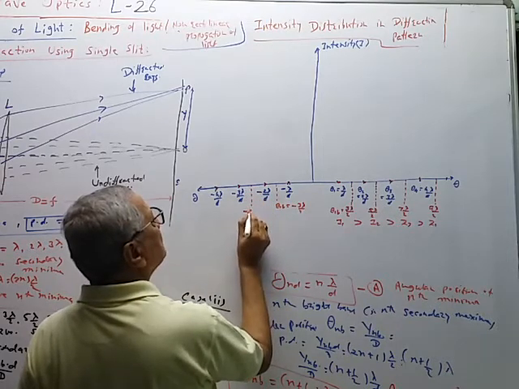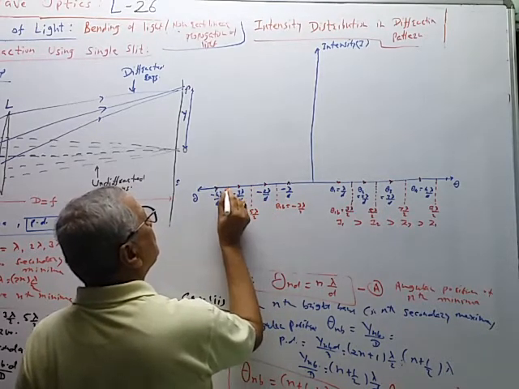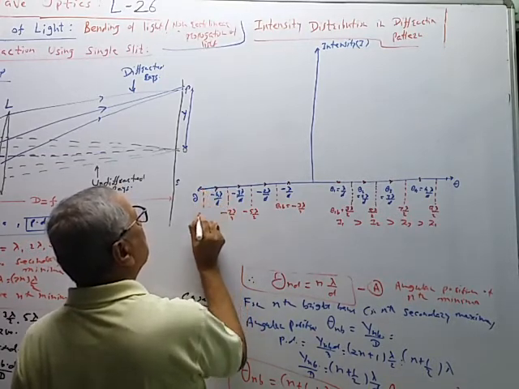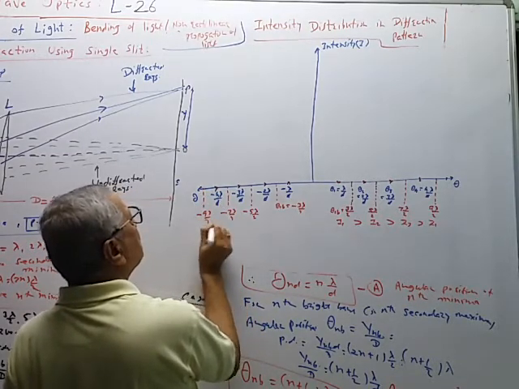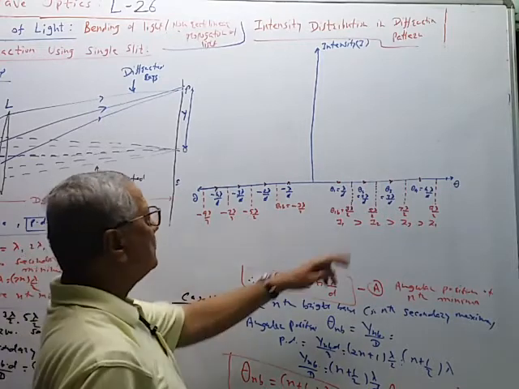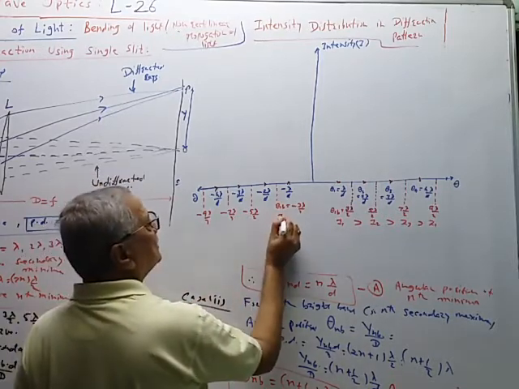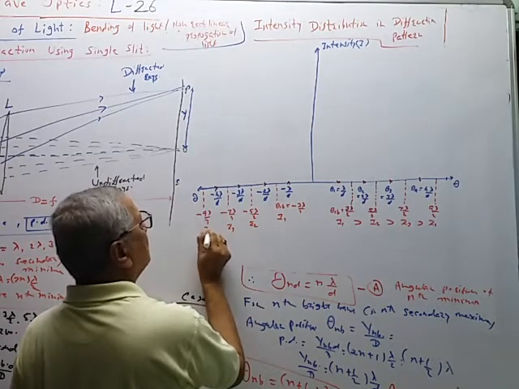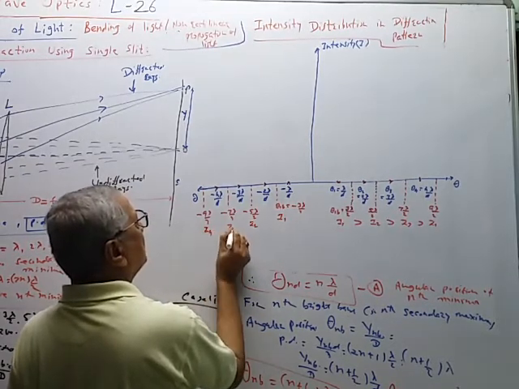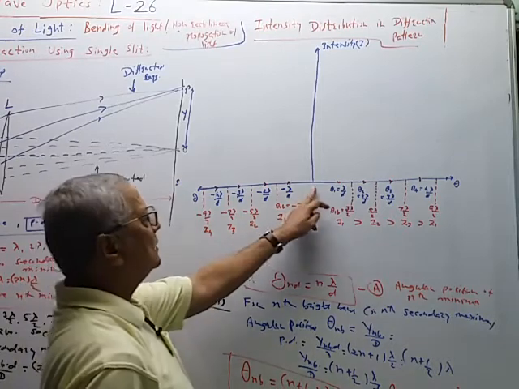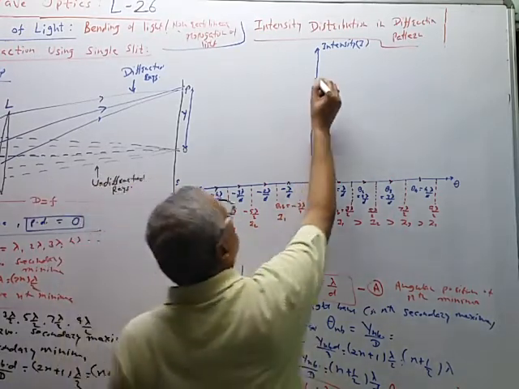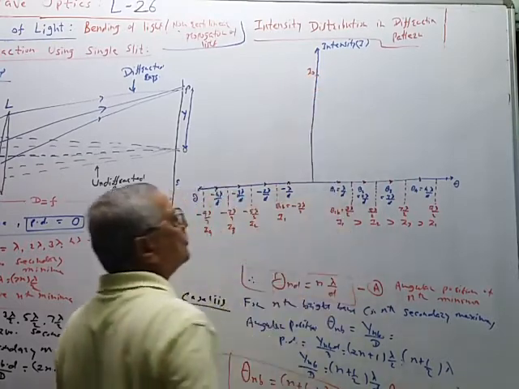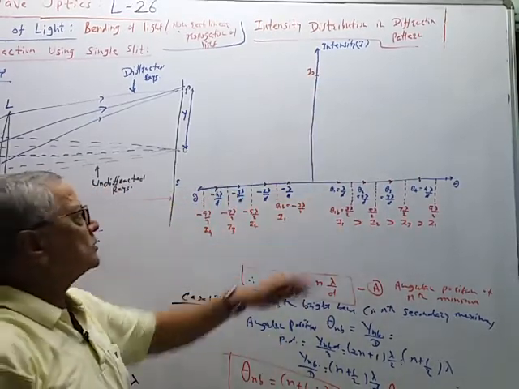This is minus 5 lambda by 2, minus 7 lambda by 2, minus 9 lambda by 2. So all these are the points of maximum intensity I1, I2, I3, I4, etc. And this is I0. So I0 is the maximum intensity for the central maximum. N is equal to 0. So this is the first minima.